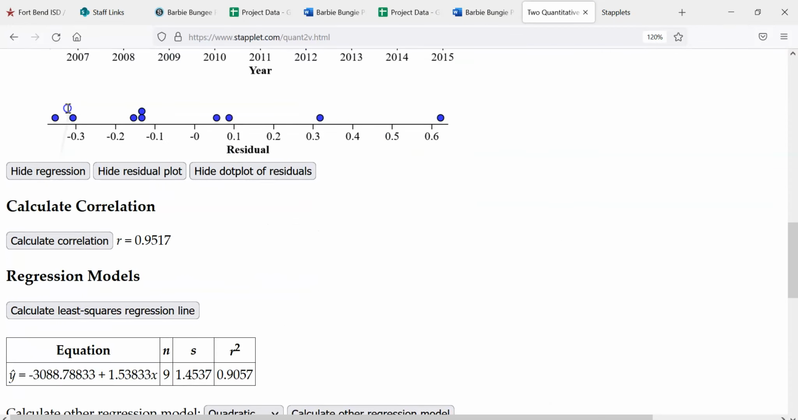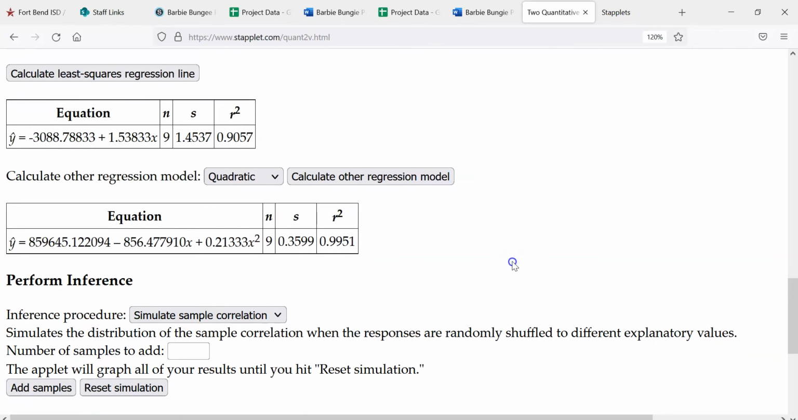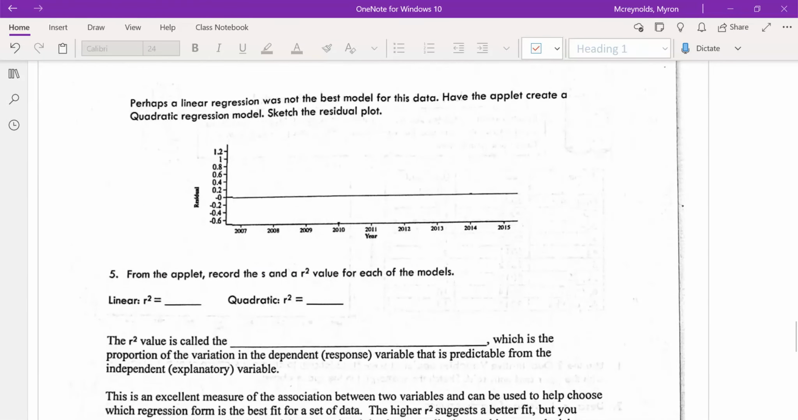And the next thing we're going to talk about is the R squared. And if you'll notice, the quadratic regression model only has an R squared. It doesn't have an R value. It's impossible for anything but linear to have an R value, but it does have an R squared of 0.9951. So we're going to go and put that 0.9951.